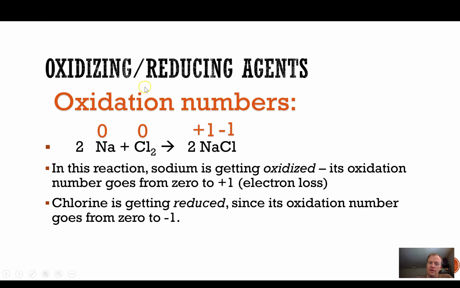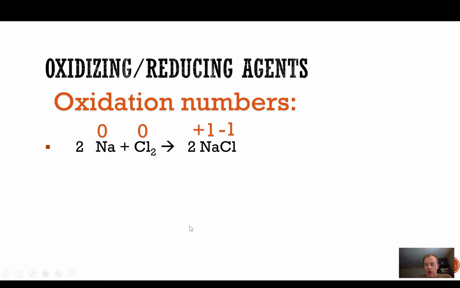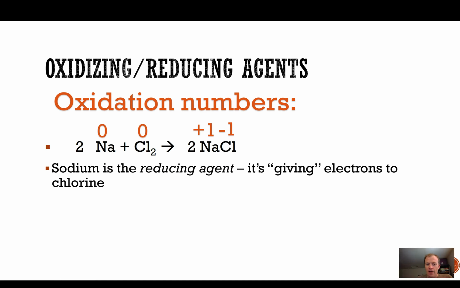Chlorine, on the other hand, the element chlorine here is getting reduced. It is gaining electrons. So chlorine's oxidation number is going from 0 to -1. So it means it has been reduced. On the other hand, sodium is the reducing agent. The reducing agent, remember, gets oxidized. So sodium is the reducing agent. It is giving electrons to chlorine. It's helping chlorine get reduced.